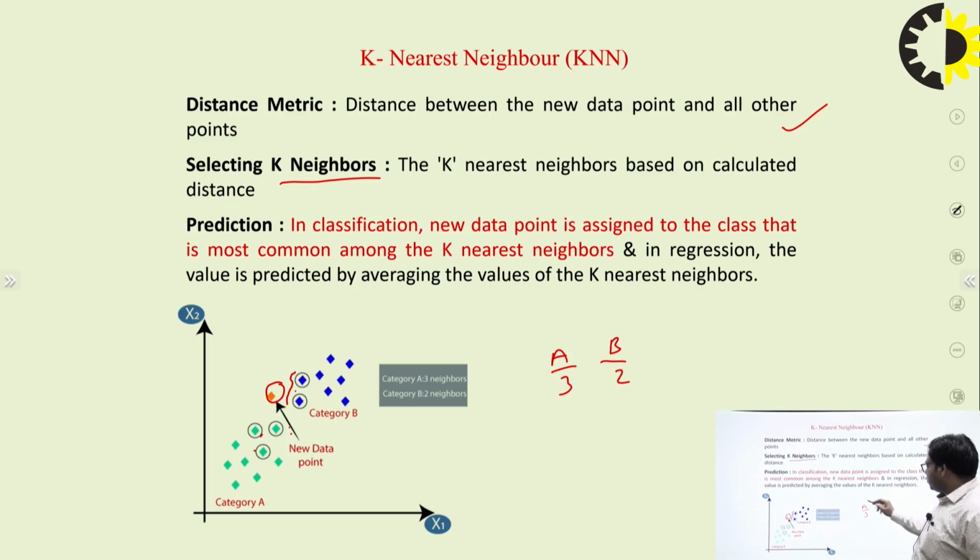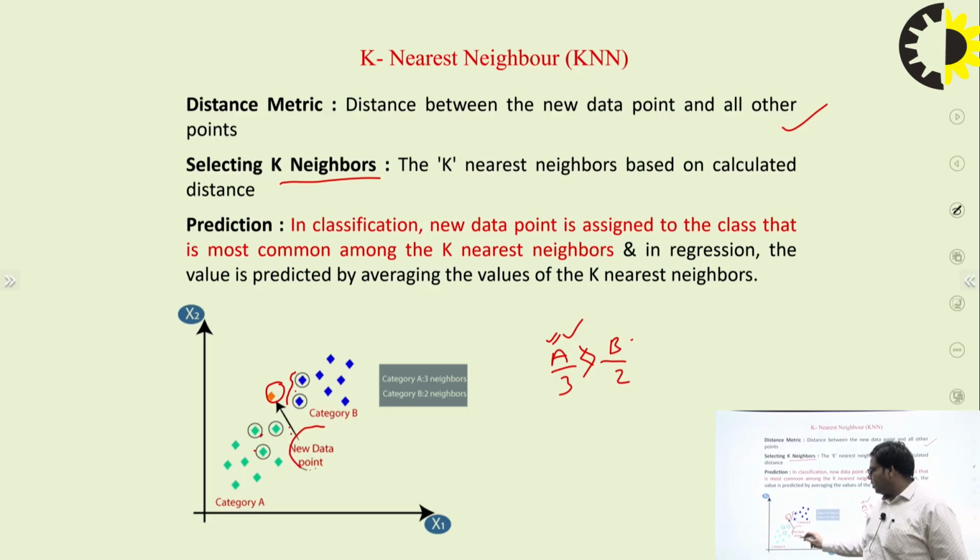So the frequency of class A is more than the frequency of class B. That's why the classification of this point can be done into class A on the basis of measured frequency, right? So the third step is prediction.